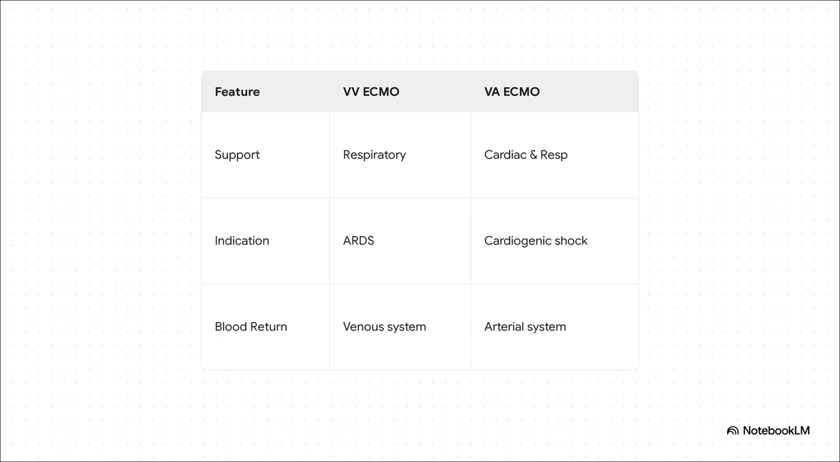But then we have veno-arterial, or VA ECMO. This is used for refractory cardiogenic shock or massive pulmonary embolisms. With VA, the blood is pumped back under pressure into the arterial system, so it's providing full biventricular cardiac and respiratory support. It is a total cardiopulmonary takeover.